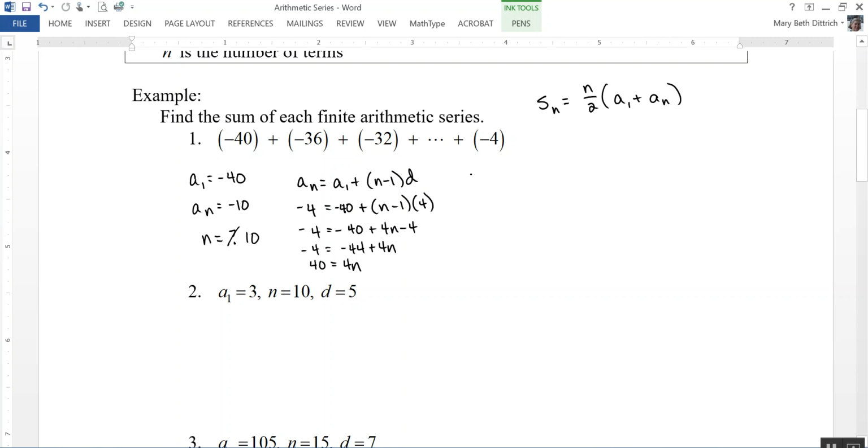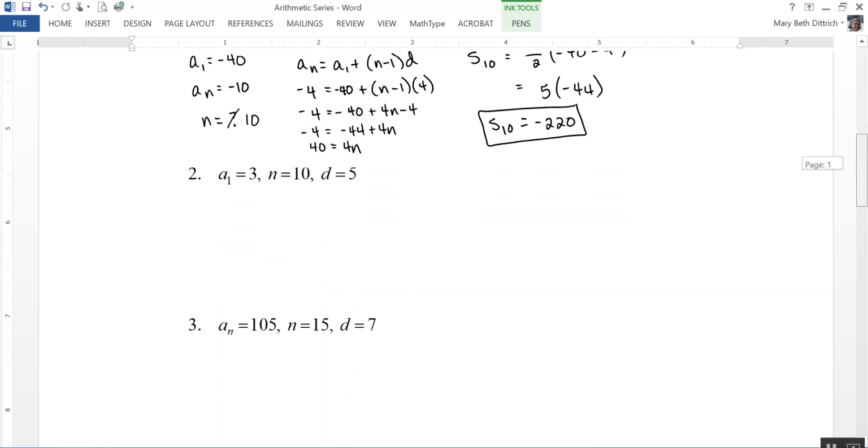Now I can use my formula. So the sum of the first 10 terms in this sequence is equal to 10 over 2 times negative 40 minus 4, or 5 times negative 44, or S sub 10 is equal to negative 220. So if I were to add up all of these numbers, negative 40, negative 36, negative 32, and so on up to negative 4, it would add up to negative 220.